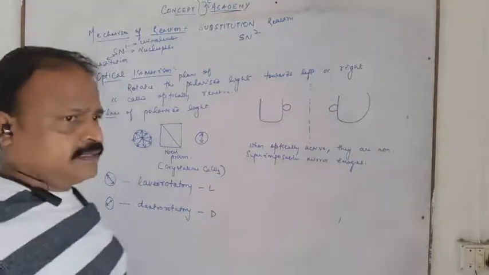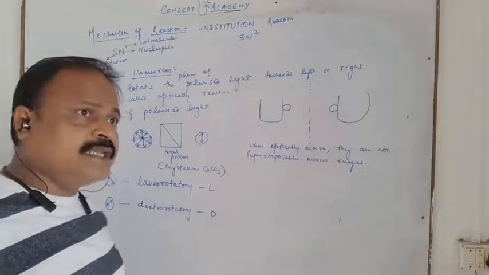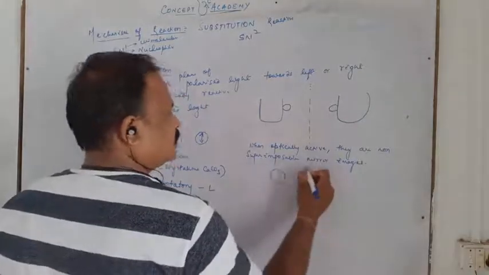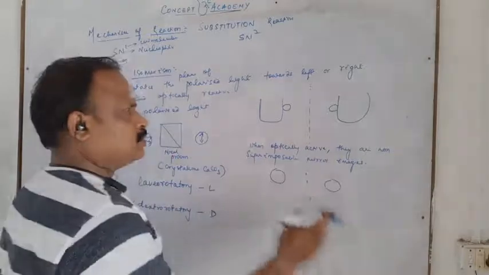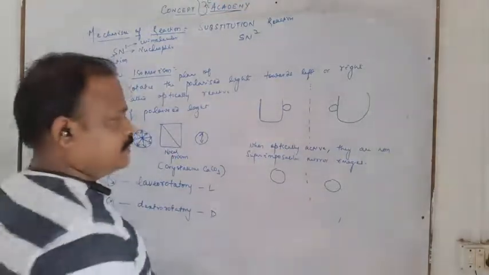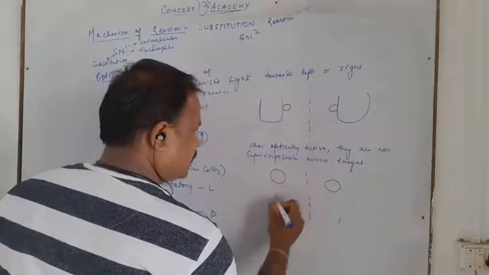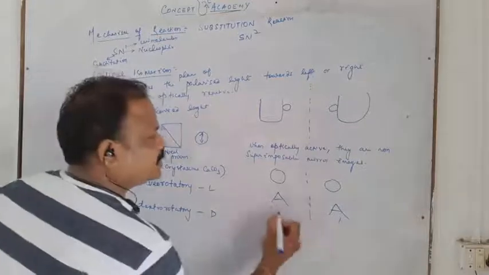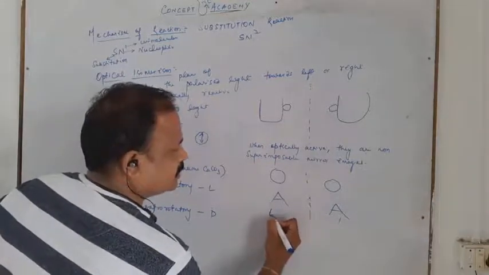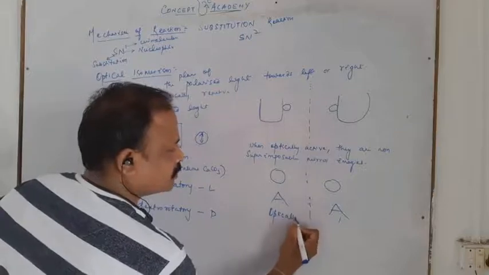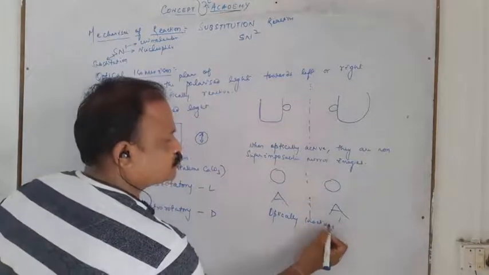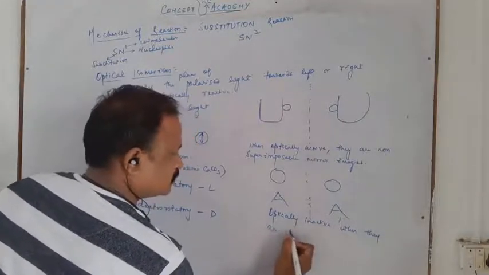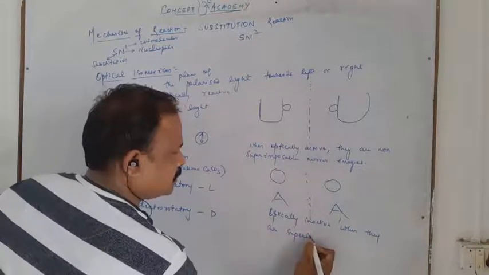But what are optically inactive? For example, if we take O, then if we see the image, it is O. These are superimposable, so optically inactive. If I take A, let us say A, then here it is also formed A. These are superimposable. So these things are known as optically inactive when they are superimposed.